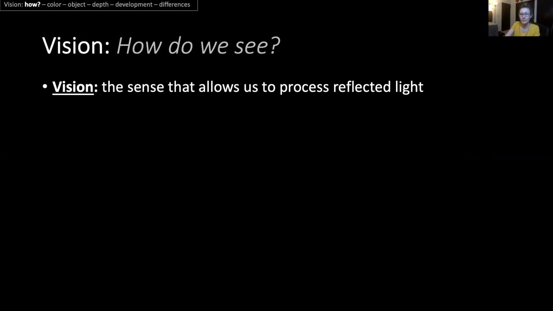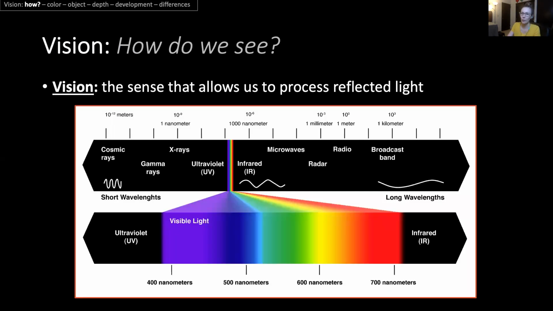First off, what is vision? Well, here's the vaguest possible definition: the sense that allows us to process reflected light, which is pretty boring, to be honest. But if you think about the brain that we talked about in the last lecture, half of our brain processes visual information, so it must be pretty important. So let's break down what the visual components are.